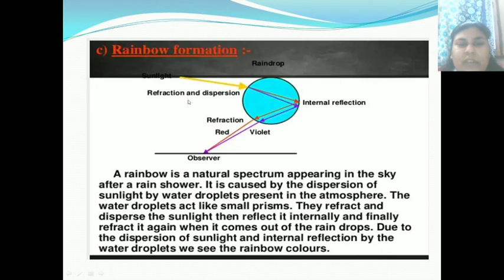After reflection, some part of the light is reflected and then dispersed. You can see here they are splitting up into the constituent colors, red and violet. For convenience, we are showing only the two colors, the uppermost and the lowermost, and we remove the other colors. Red color and violet color only here. Now you can see at this point the internal reflection. Internal reflection means the light is incident at this point and then reflected in this direction. So at this place internal reflection has taken place. From here again refraction takes place, and the observer is able to see the rainbow.